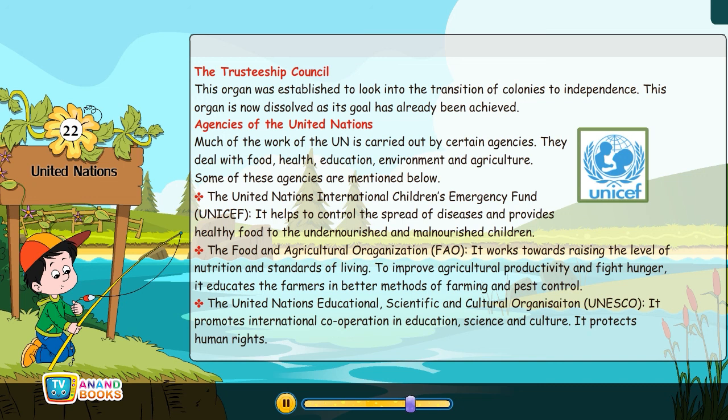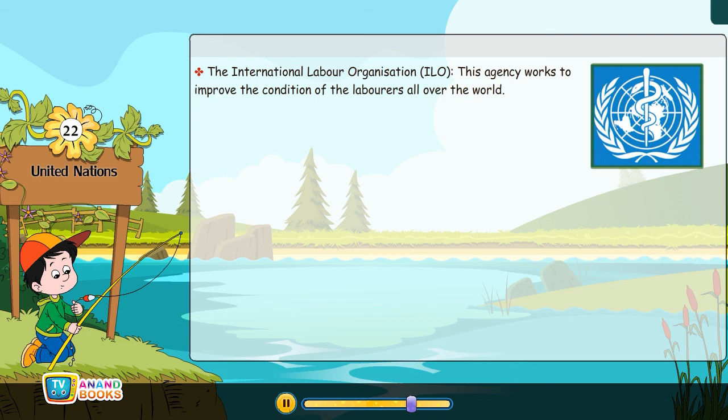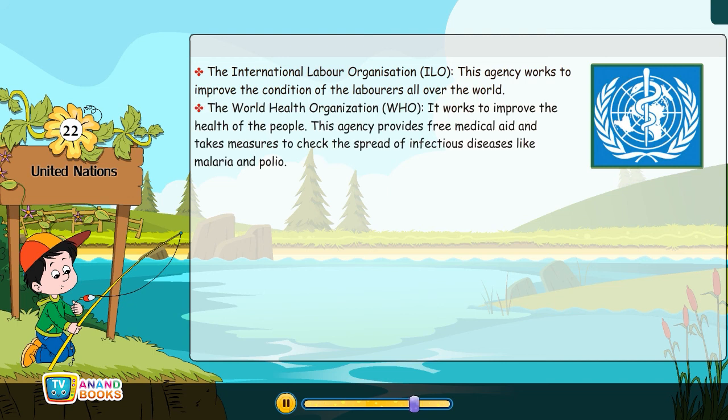It protects human rights. The International Labour Organization, ILO. This agency works to improve the condition of the laborers all over the world. The World Health Organization, WHO. It works to improve the health of the people. This agency provides free medical aid and takes measures to check the spread of infectious diseases like malaria and polio.